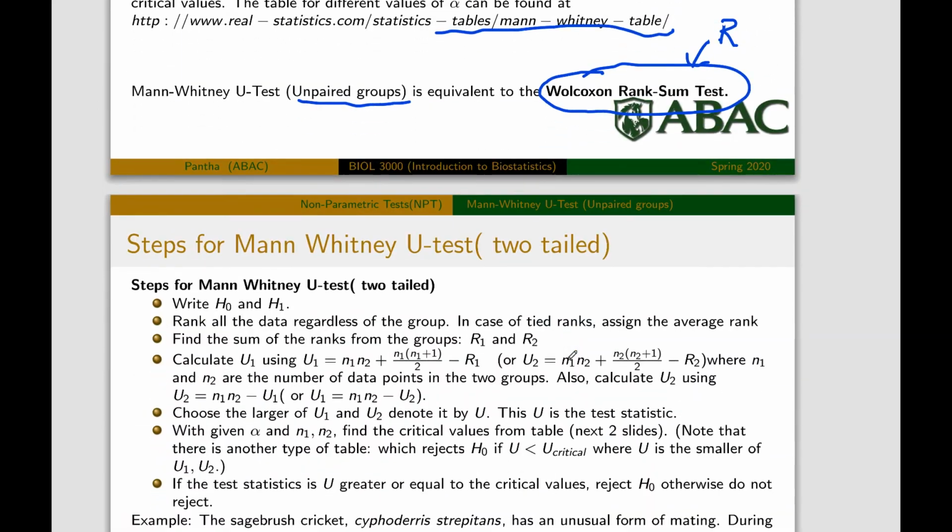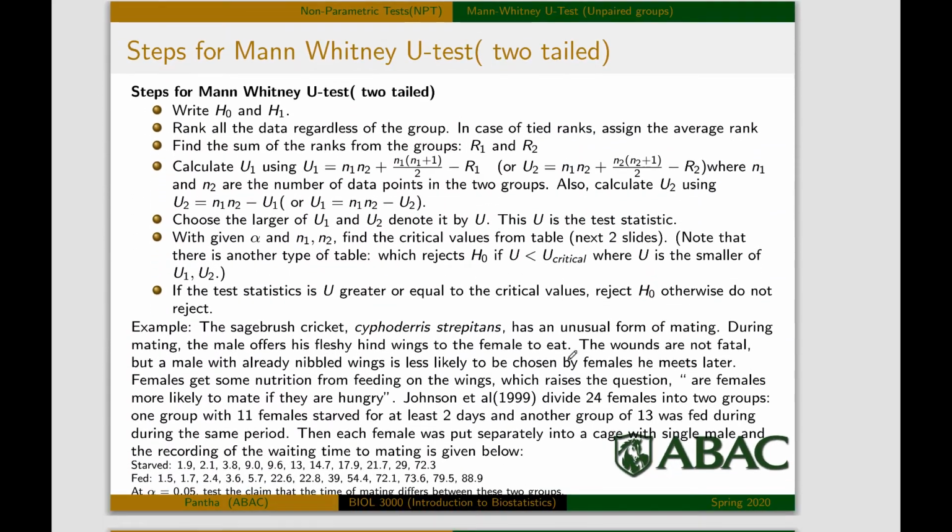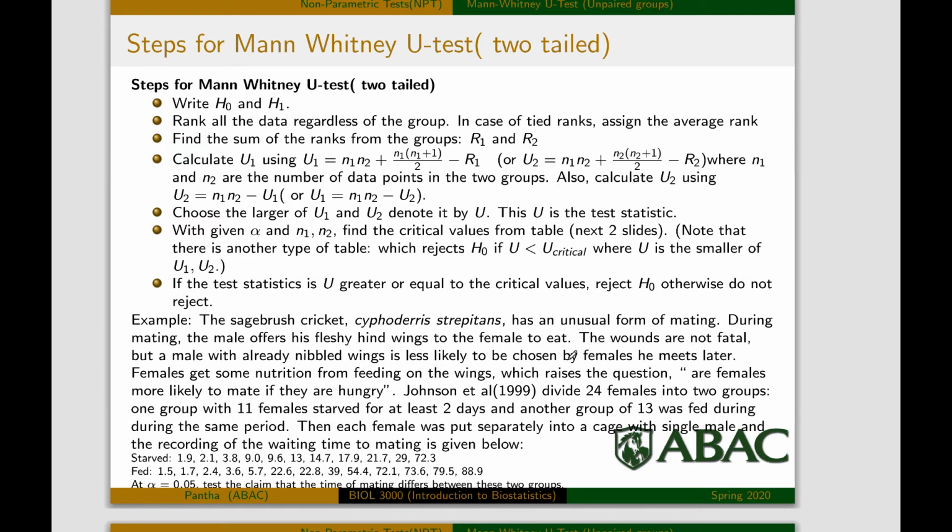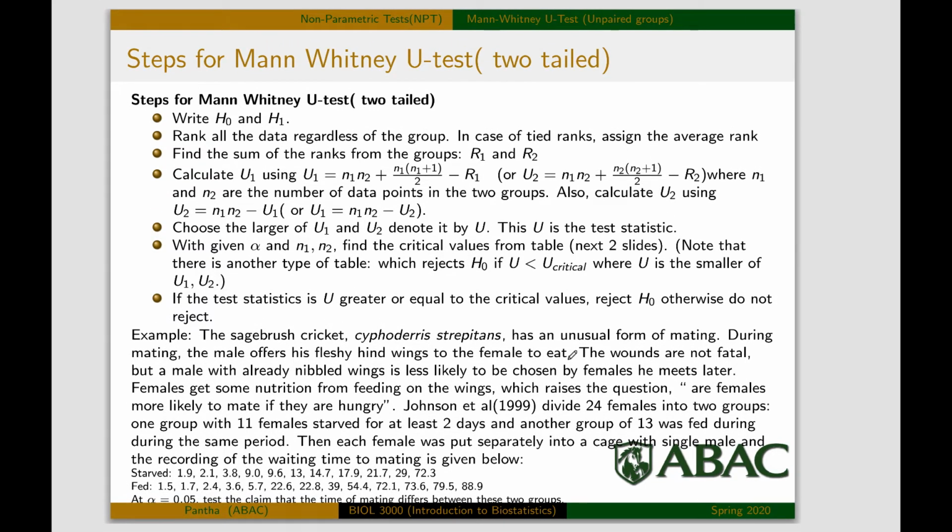Let me go to the next slide. So what are the steps to do the Mann-Whitney U test, two-tailed test? I'm taking the example of a two-tailed test. The first step is to write H sub 0 and H sub 1. The second step is to rank all the data regardless of the group. So you put all the data in one group and then separate them later for the different groups. For both groups of data, you start to rank, putting them all together. In case of tied ranks, assign an average rank.